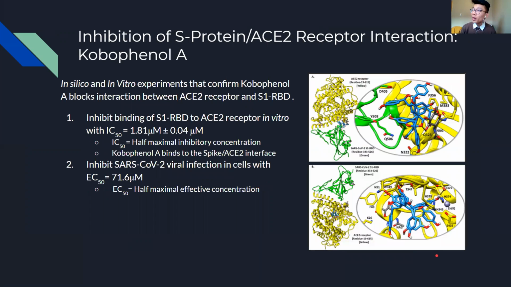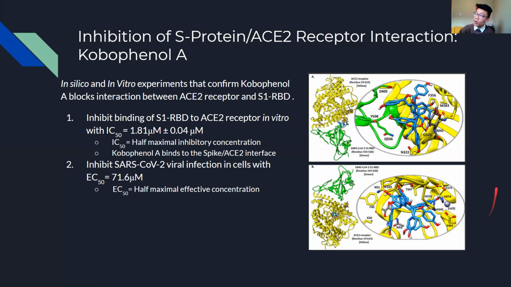And so this leads me to the compound of interest, Kobophenol A, and its inhibitory effects on the viral entry of the virus, as shown in literature. Cobophenol A has been found to block the interaction between the ACE2 receptor and the S1 receptor binding domain in silico and in vitro. It can inhibit this interaction in vitro with an inhibitory concentration of 1.81 micromolar, and it has been found to inhibit SARS-CoV-2 viral infection of cells with an effective concentration of 71.6.